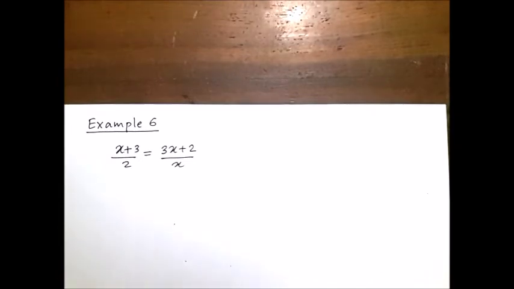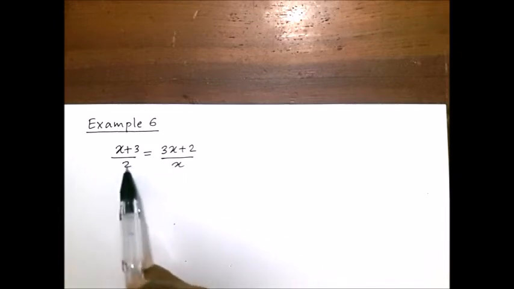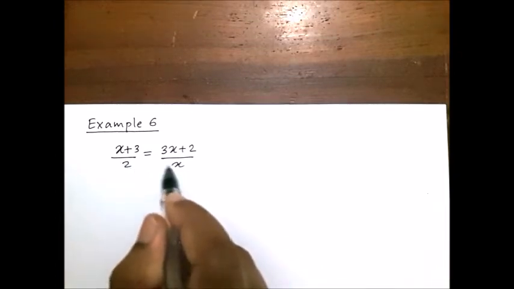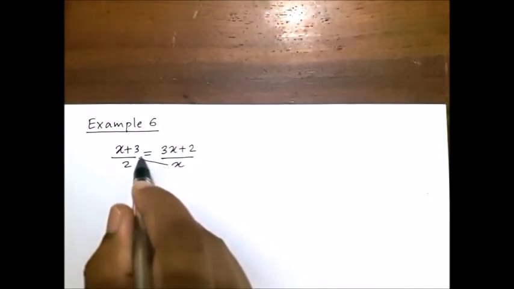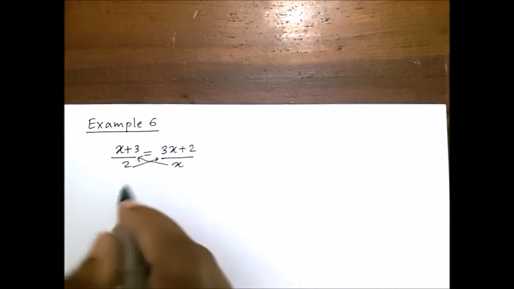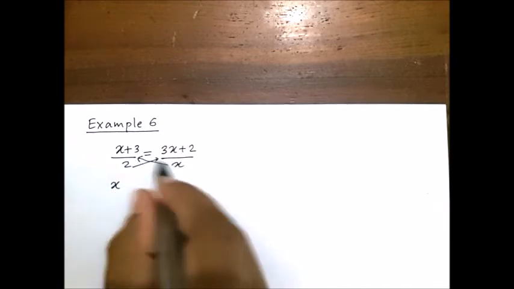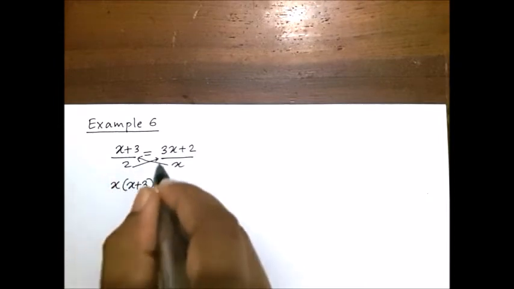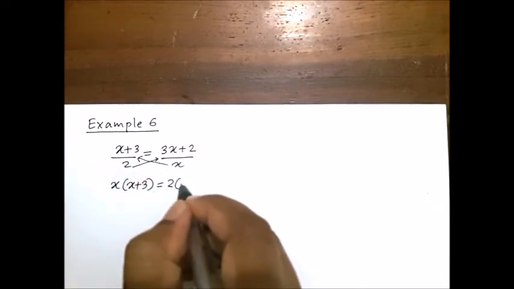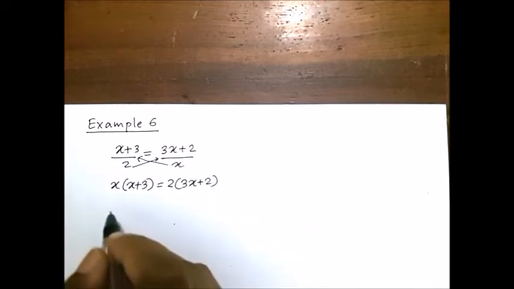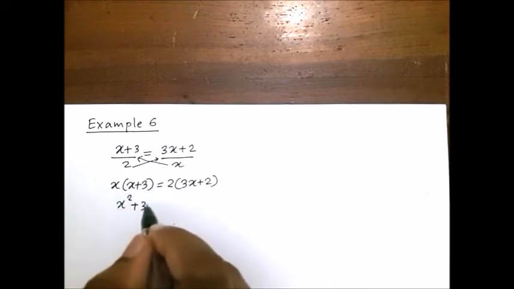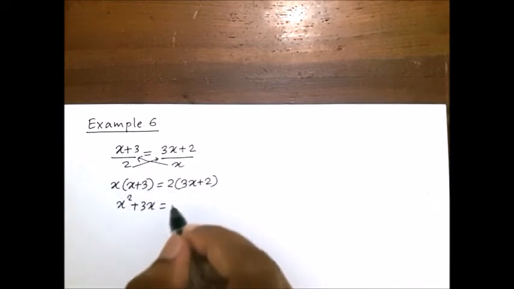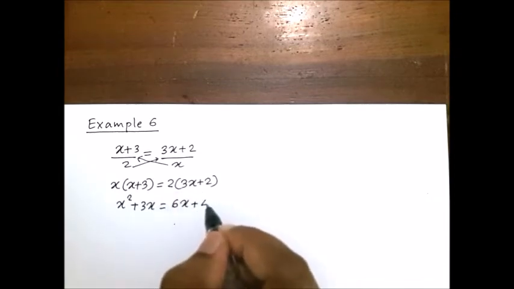Let's start the sixth example. In this equation, first remove these denominators. You can move these denominators to the other side by using cross multiplication. Take x here and take 2 here. x multiplied by x plus 3, here 2 multiplied by 3x plus 2. Then remove brackets. x multiplied by x is x to the power 2, x multiplied by 3 is 3x. Here 2 multiplied by 3 is 6x, 2 multiplied by 2 is 4.